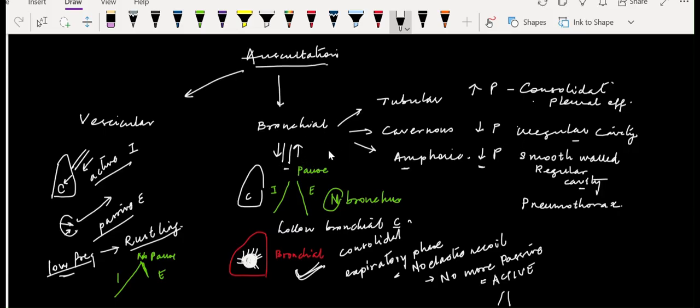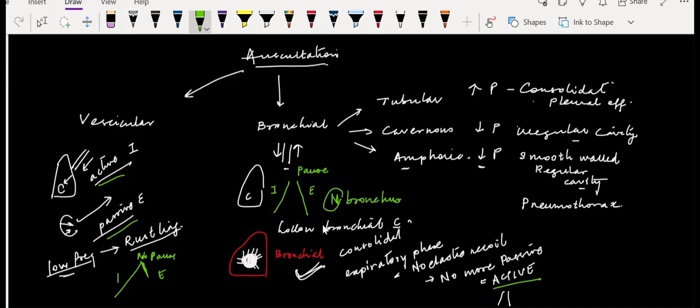So can you now make a diagram of these sounds? Right? You understand now why these sounds are like that. Why? This is active, this is passive. And so this takes time, this does not take time. And the alveolar connection produces no pause at all. But when the alveoli are completely consolidated, filled with fluid, there is no elastic recoil happening. So the expiratory phase is no more passive. It becomes active as well. So both of these become active phases, inspiration as well as expiration. And since there is no elastic recoil, it takes some time to generate expiration, and there is a pause in between the two, both of them being equal.